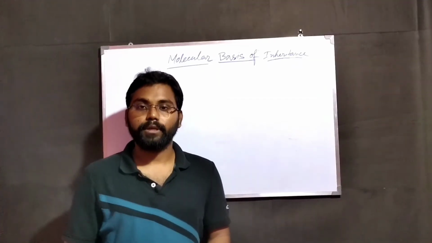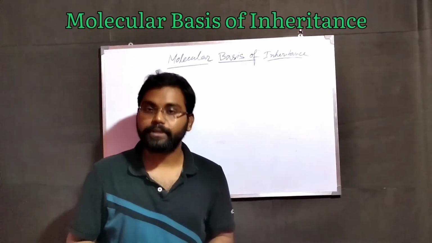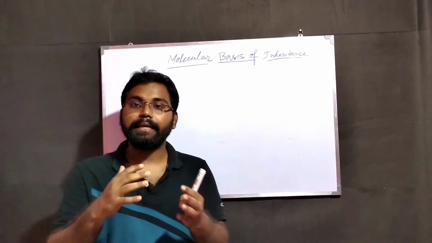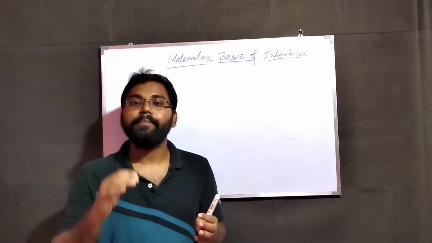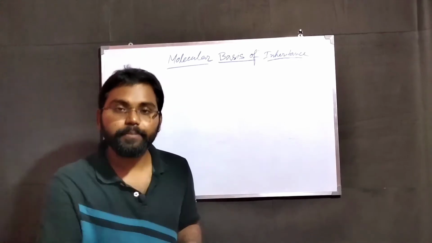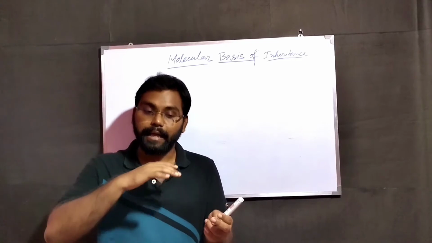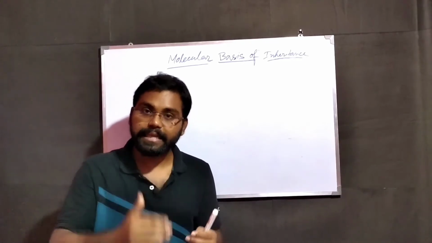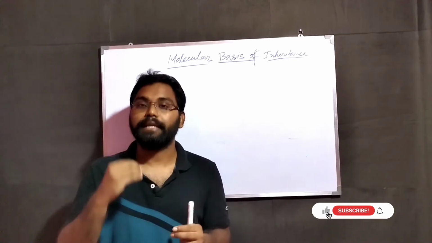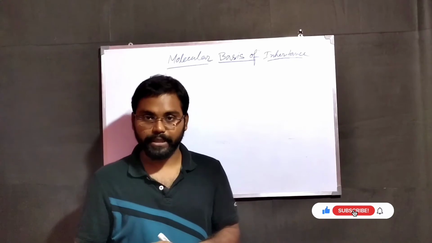This is our fourth class on molecular basis of inheritance. In our previous class, we have discussed that the DNA replication occurs by semi-conservative mechanism. In this particular class, we will discuss the molecular basis of DNA replication step by step. That means the molecules required for DNA replication and the event sequences of DNA replication.